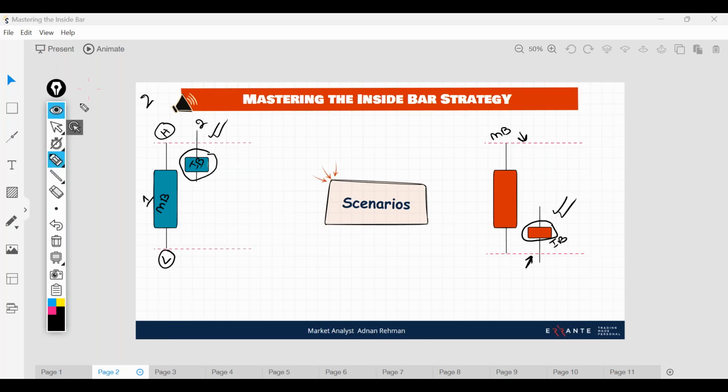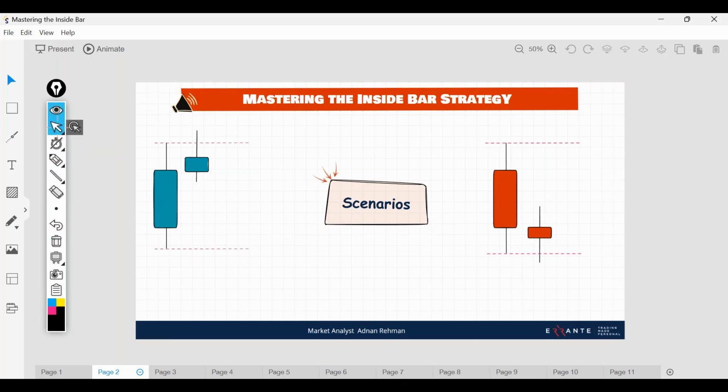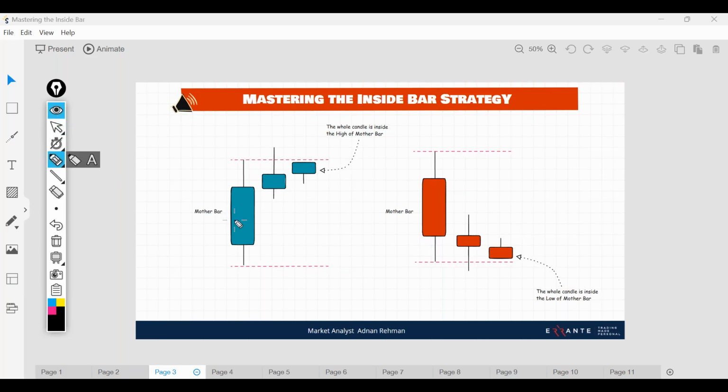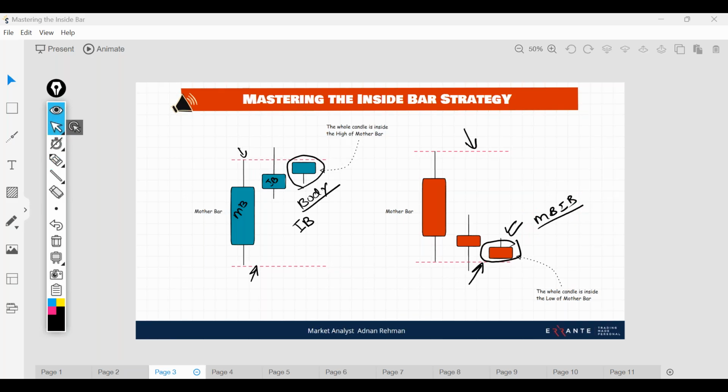Then I have mentioned some scenarios. Look at this, this is your MB and this is your IB. This is what we know. Then another candle that is totally enclosed inside this high and low of the mother bar. Look at the body. When I use the word candle, I mean the body. If it's inside, it has not broken this high or low, that means this also is an inside bar. The same over here, the body is inside this low and high. If that's the case, this is an MB IB, mother bar and inside bar setup. Clear?